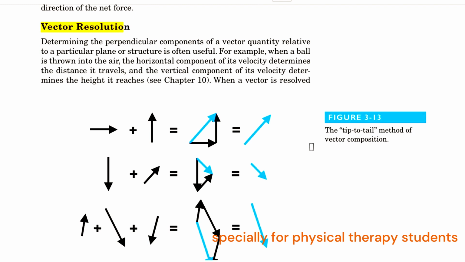But sometimes a single vector can be difficult to understand or use directly. So we break it down into two perpendicular, 90-degree parts. This process is called vector resolution. Simple as that: we take two perpendicular parts of the vector.